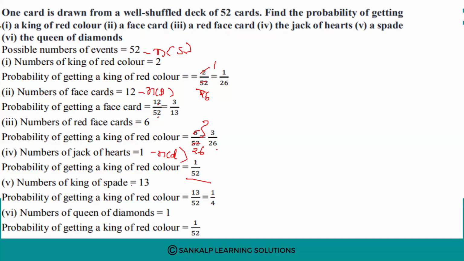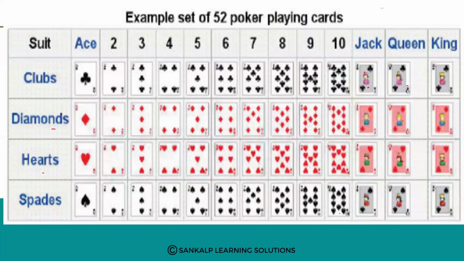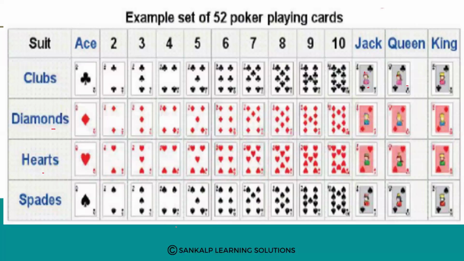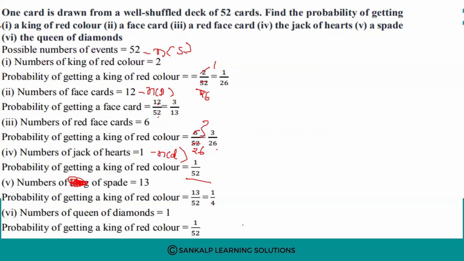Next, number of spades. Spade means this suit. Spade cards, not king cards. If I consider king, that is 1 divided by 52, only one king is there. But if I consider spade cards, how many spade cards are there? 13 spades. So see here, 13 spade cards are there. So 13 divided by 52, 13 ones are 13, 13 fours are 52. That means 1 divided by 4 is the probability.